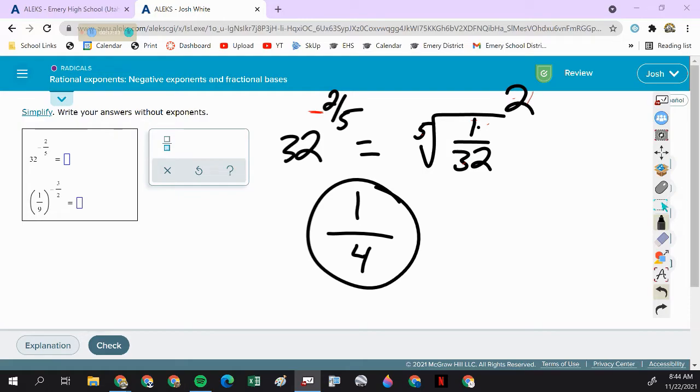Now the other way you could do this is you could ignore the negative and solve that, and we get the answer of 4, and then introduce the negative, which is going to flip that upside down to create 1/4. So you can either flip it and solve, or you can solve and then flip.